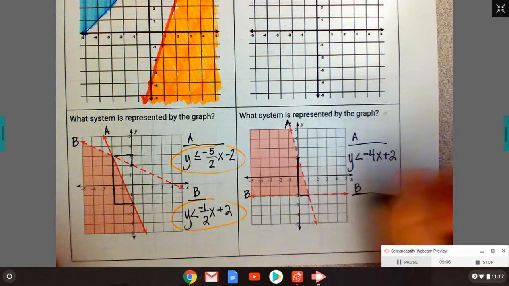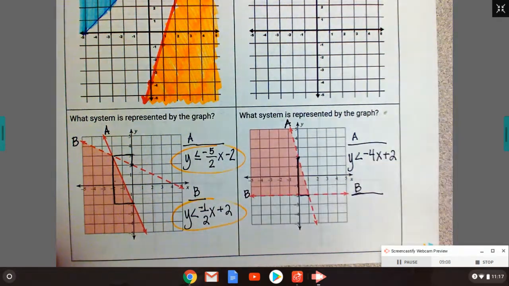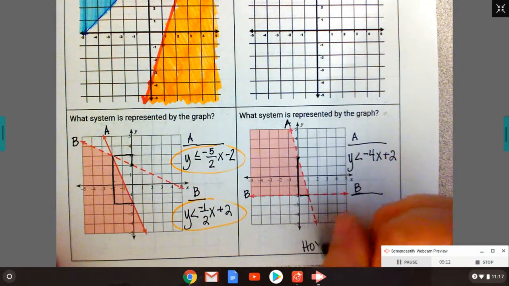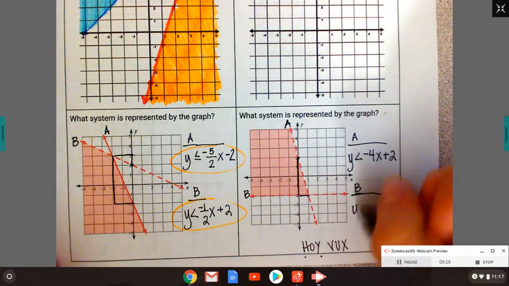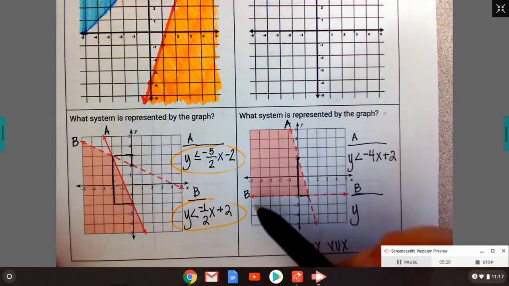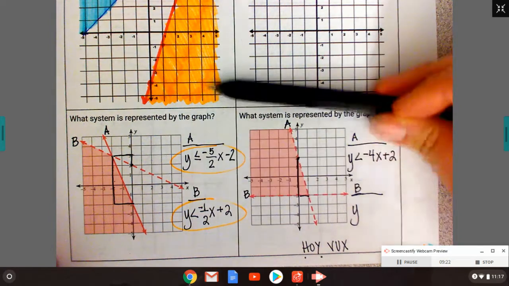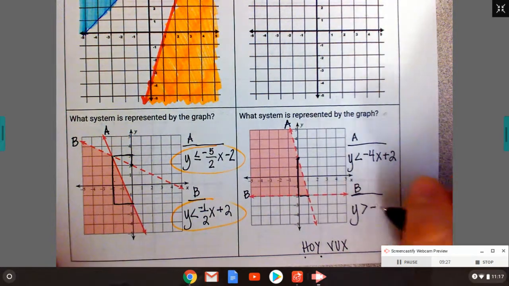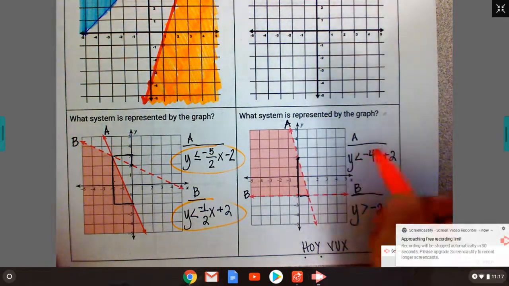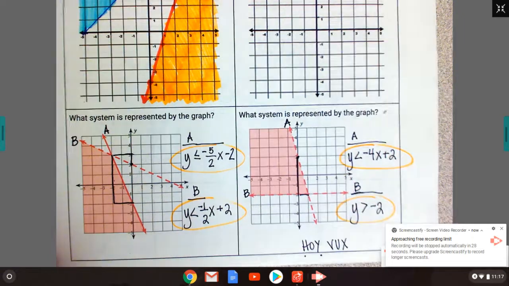Our second line is a horizontal. Horizontal lines are of the format y equals. Remember our Hoy-Bucks? So horizontal lines are y equals. So we have y equals, but it's not equals, it's going to be above. So greater than, and it's at height -2. So our answer on this one is the system of these two equations.